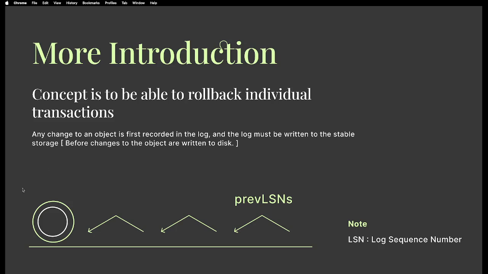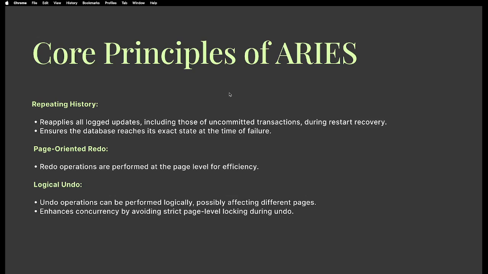It's a very simple diagram of how it works. Any change to the object is first recorded in the log, right? And then the log must be written to the stable storage. So it's like this: there is a log, it goes to the previous log, keeps on going back in the sequence, and it reaches the final destination. So this is the log sequence, and it's a very simple explanation of how it works.